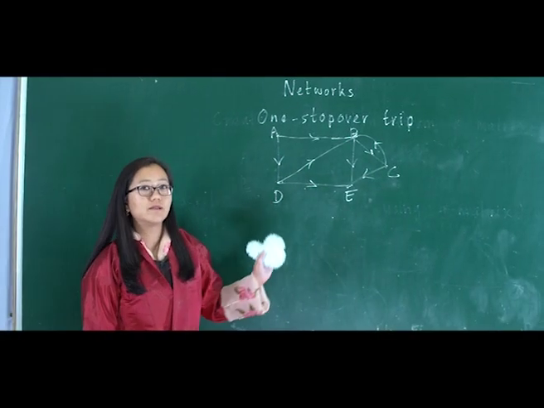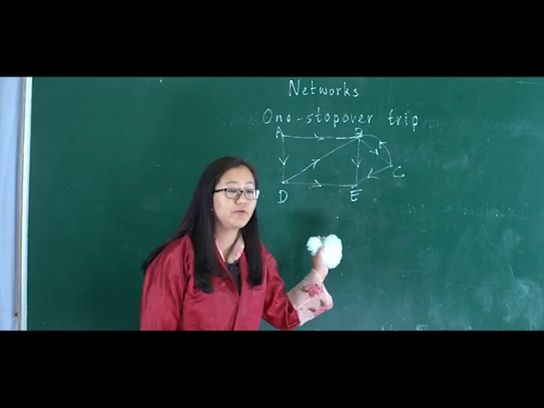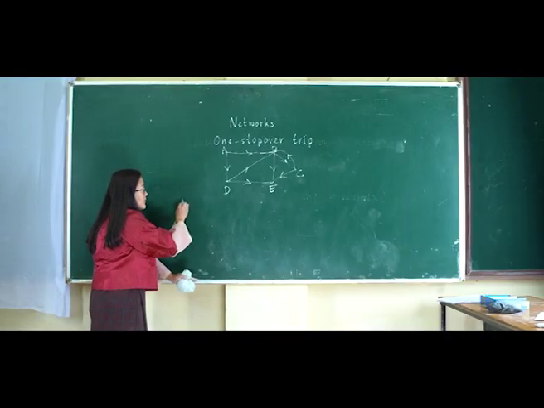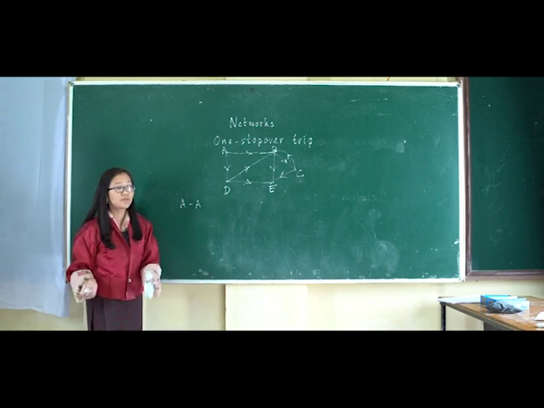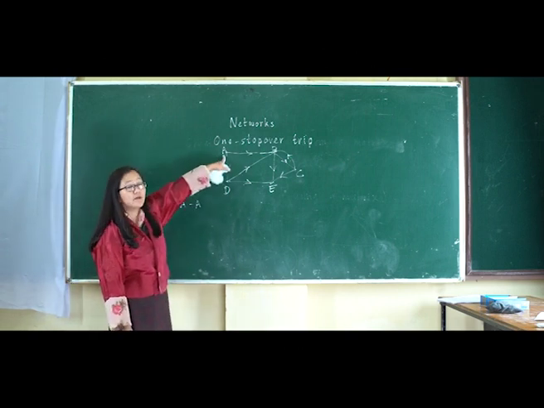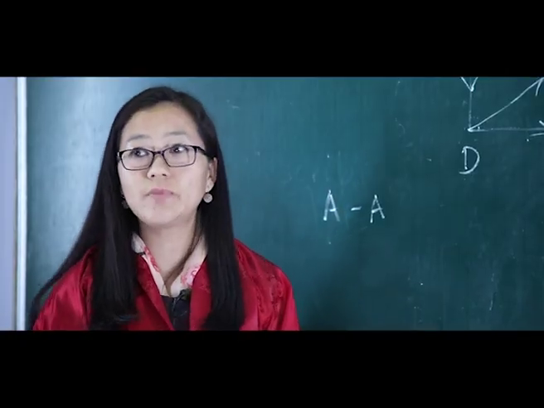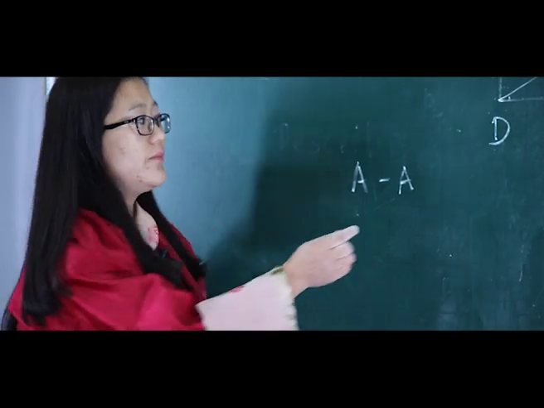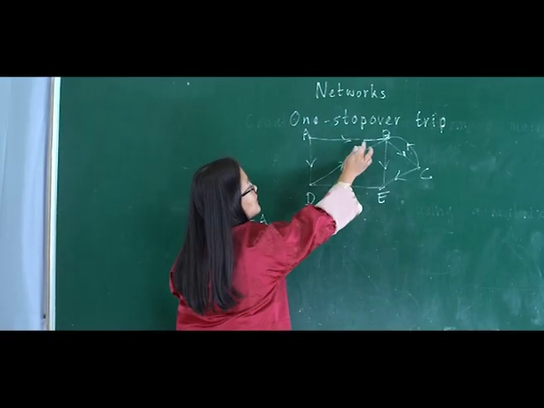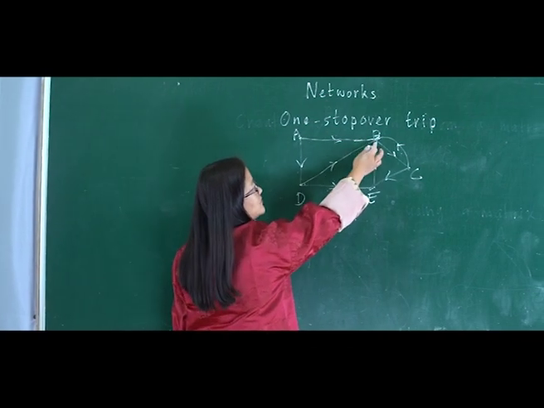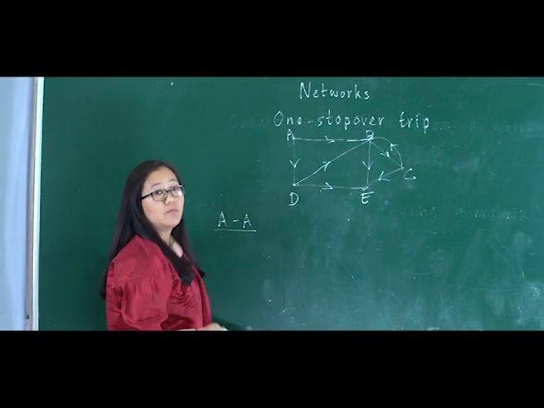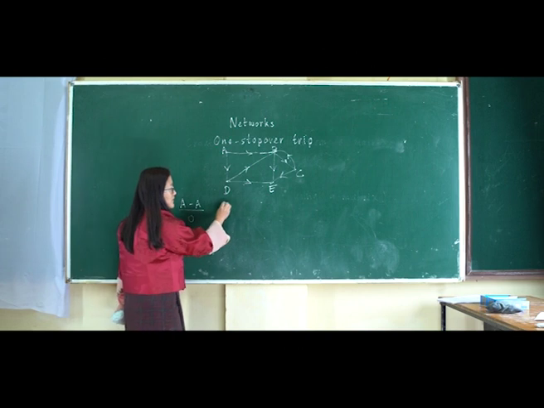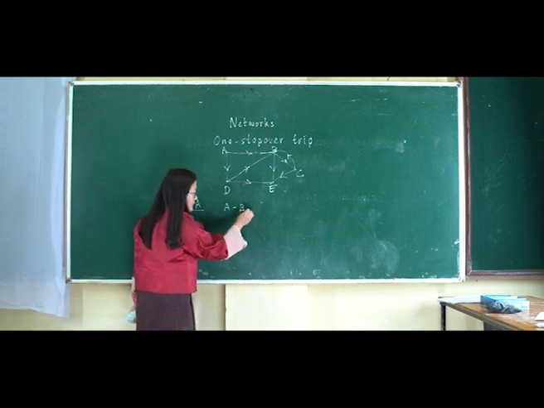Okay, if this is the network and I want to find one stopover trip for each of these, what I need to do is find out the initial point and the end point. So if my initial point is A and my final destination is A, I need to go to a place somewhere in between A to A and then come back to A, which is not there in here. If we had a route from A to B, then coming back to A, that would have been possible. But here we don't have any, so you put 0.